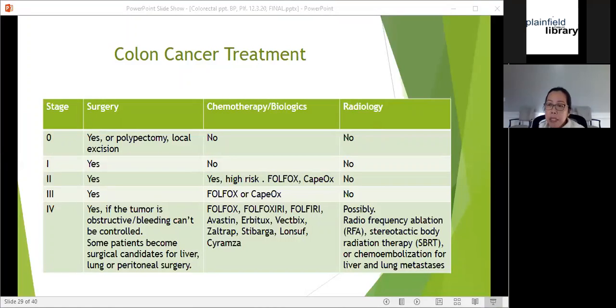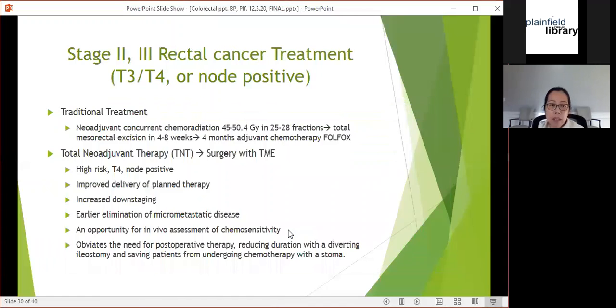Some patients could be surgical candidates for isolated liver, lung, or peritoneal lesions. Chemotherapy for stage 4 colon cancer is very complicated, involving different regimens and multiple lines. Radiation might be used for some patients with oligometastasis to the lung and liver. The modalities include radiofrequency ablation, stereotactic body radiation therapy, also called SBRT, or chemoembolization. Next slide, please.